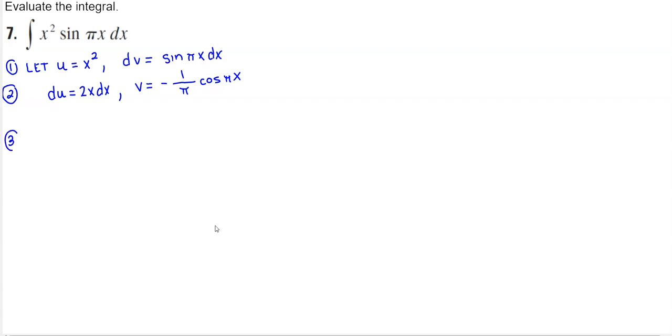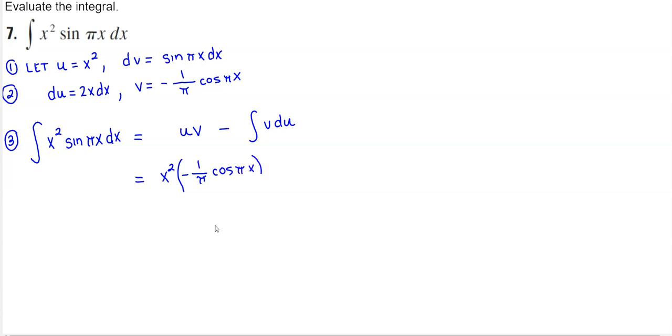Okay, so now let's go ahead and write our original integral, which is x squared times the sine of pi x dx. And we know integration by parts is going to be u times v minus the integral of v du. So we know that u is x squared, and we're multiplying it by v, which is negative 1 over pi times the cosine of pi x, minus the integral of v du. Well, we know that v is negative 1 over pi times the cosine of pi x, times du, which is 2x dx.